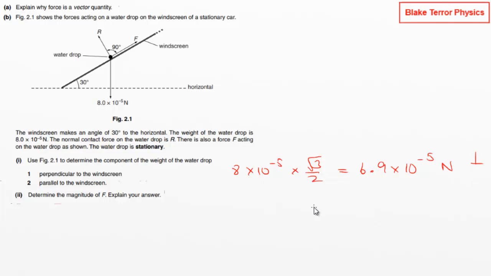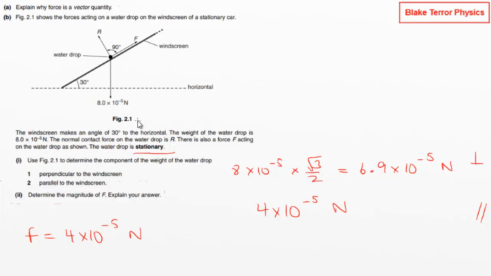So that's our perpendicular, and then parallel is going to be sine of this, so that's easier. You just have to halve it. So 4 times 10 to the minus 5 newtons is parallel, because sine 30 degrees is a half. Determine the magnitude of F. Explain your answer. The water drop is stationary, so F must equal 4 times 10 to the minus 5 newtons.